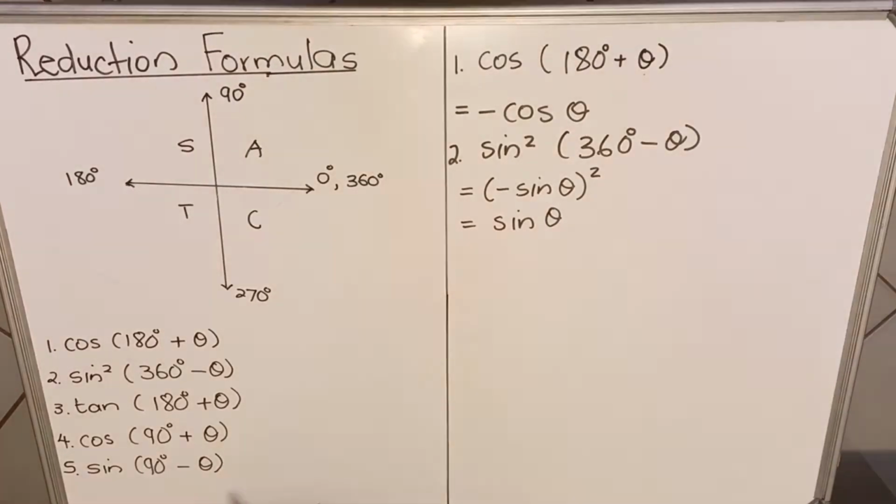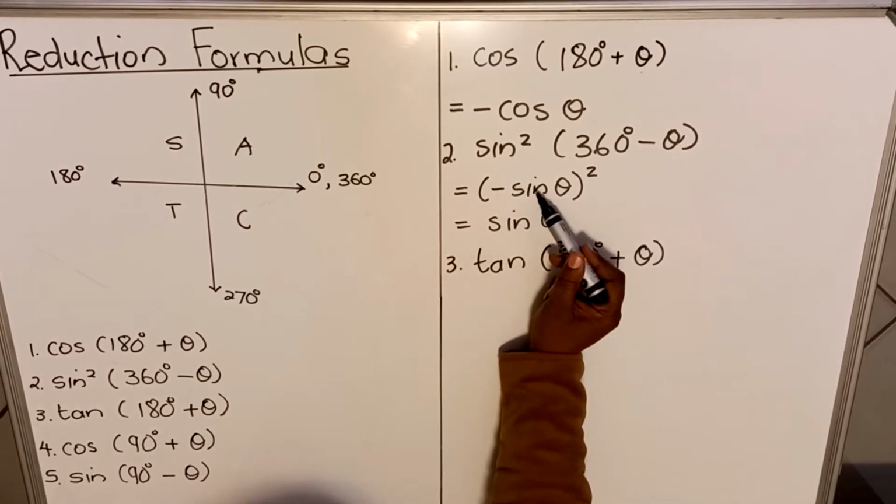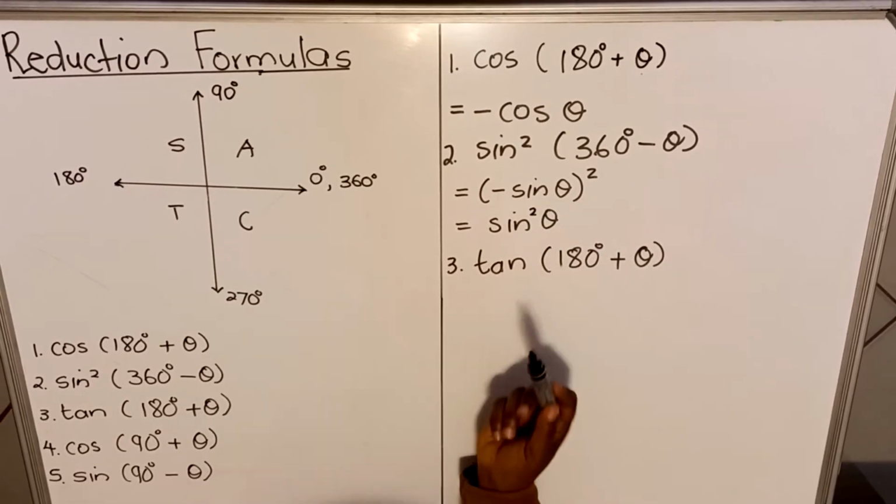Let's go to the next one. Right, on this one, I made a slight mistake. Negative times negative will be positive, but sine times sine will be sine squared. The sine will have the square. Let's look at the third one.